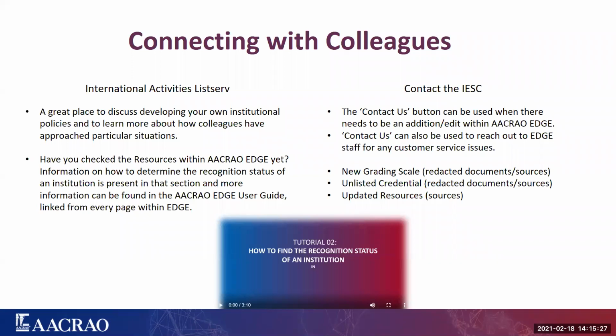I would use that when you have a question about a particular credential that's not about something that needs to be included in EDGE, but is more a question of policy and how you implement that yourself. I would also suggest that you check the resources tab within Acro Edge to see if the information that you need is right there. There is information on how to find the recognition status of institutions within that resources tab.